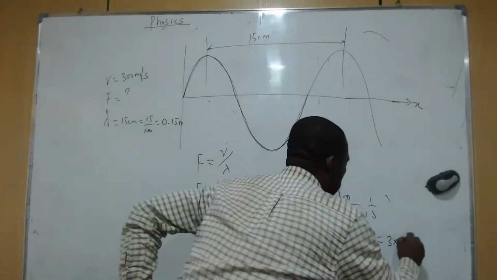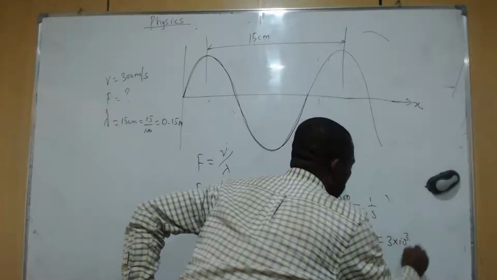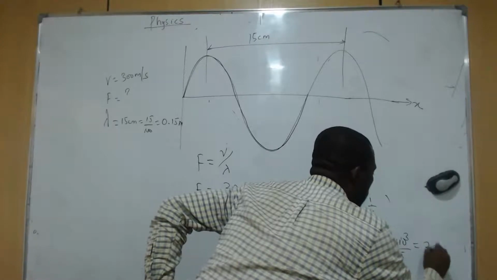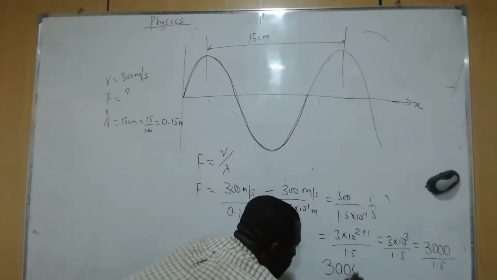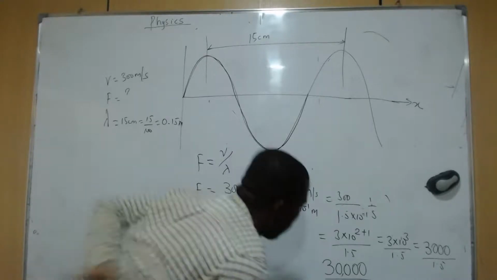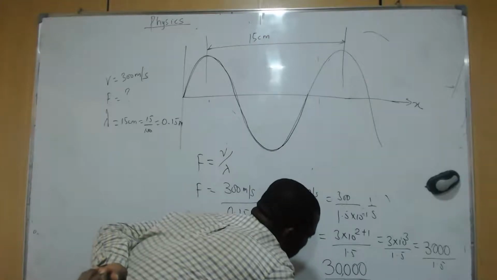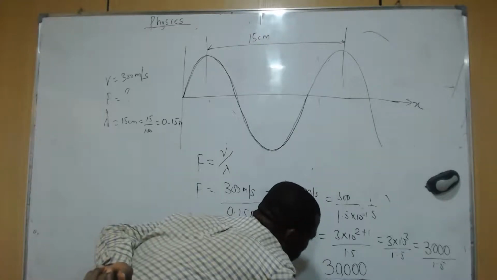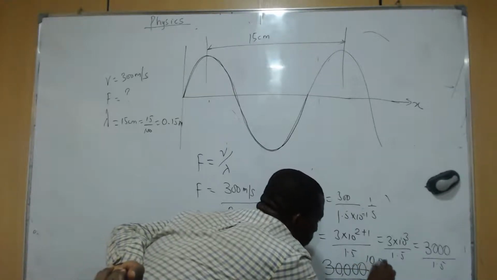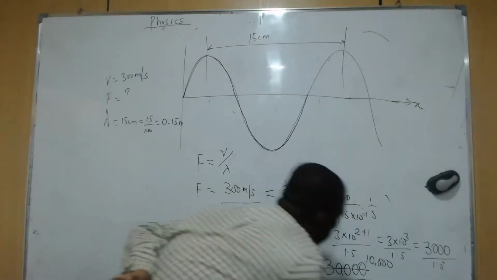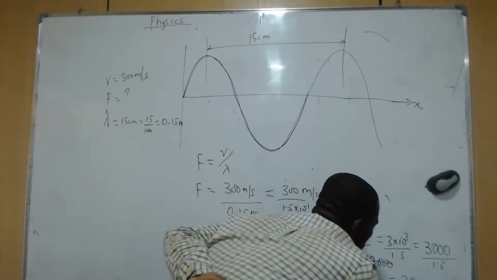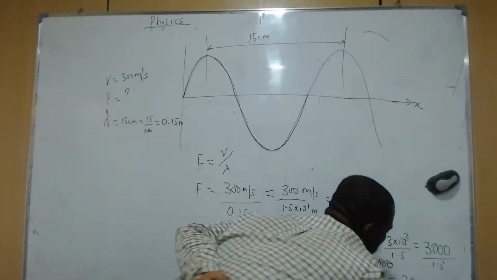This will give what? 3 times 10 to the power 3 all over 1.5, which is the same thing as 30,000 divided by 15. So 5 can go here, we have 3. Or 3 can go here as 5. Then 3 can go here as 10,000. Now 5 can divide itself, 1. 5 can divide 10,000 as 2,000. So the frequency is 2,000 Hz.